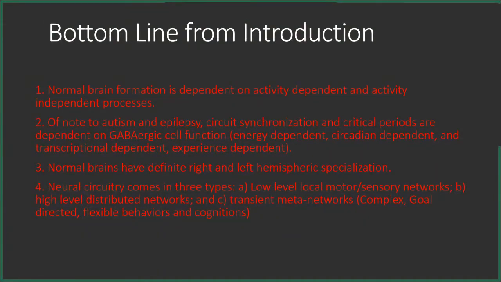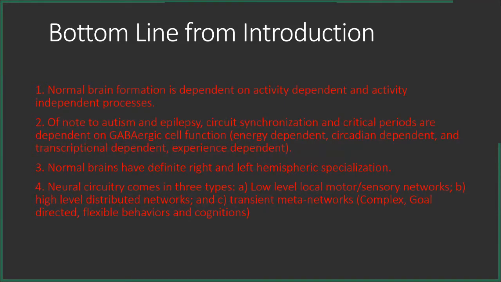So, to summarize my introductory slides, normal brain formation is dependent upon activity-dependent as well as activity-independent processes, and particularly in reference to both autism and epilepsy, this circuit synchronization and critical periods are dependent upon GABAergic cell function. That cell function has a dependence upon energy, has a dependence on circadian rhythms, and that's part of the reason why sleep is a very important component clinically in both autism and epilepsy. It's transcriptionally dependent, and that's why some of the medications that mothers take during pregnancy, for instance valproic acid, can lead to autism, and it's also experience dependent as well.